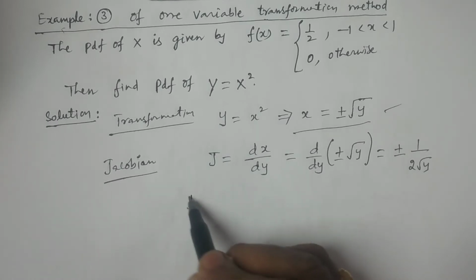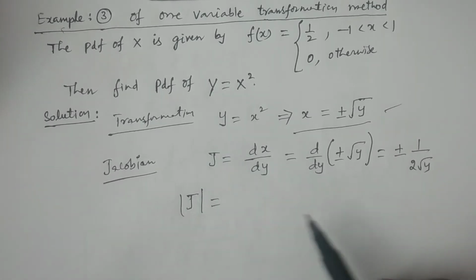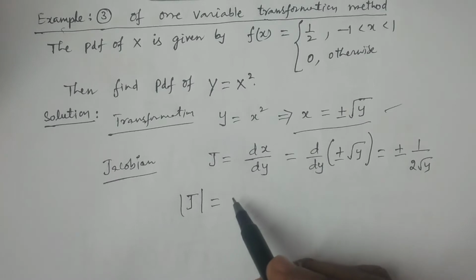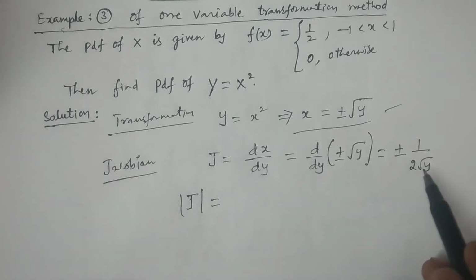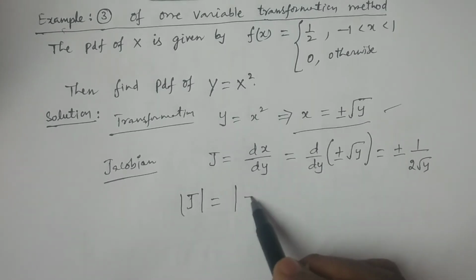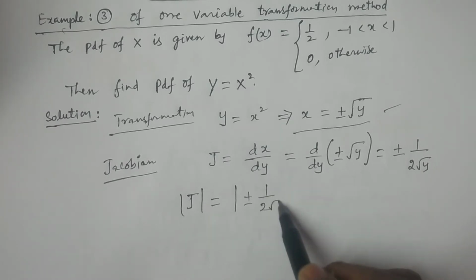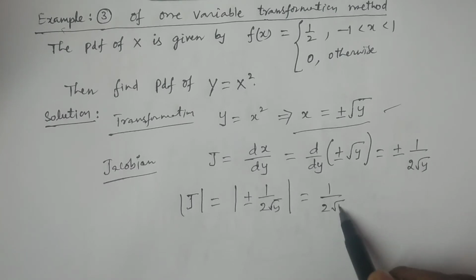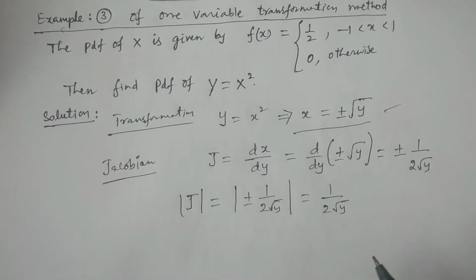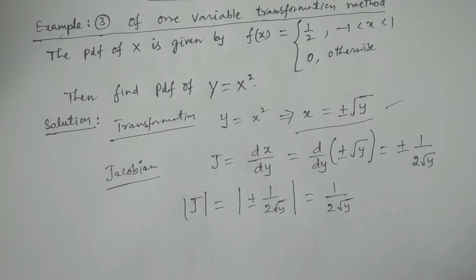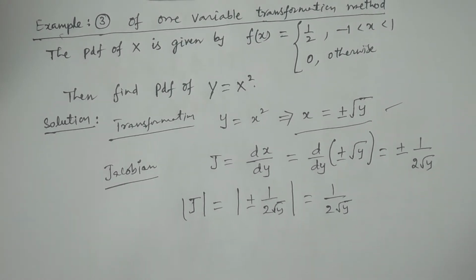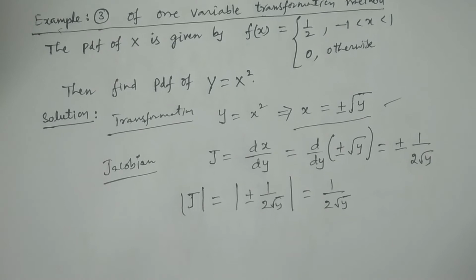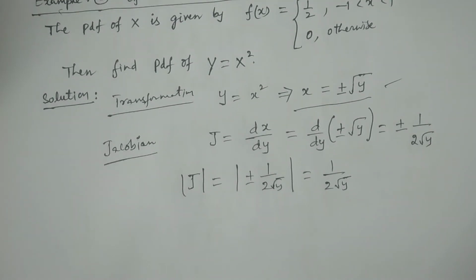Now what you have to calculate is the modulus of the Jacobian. If you take the modulus of plus or minus 1 by 2 root y, it can be written as 1 by 2 root y. Since we are considering the modulus, it is not difficult to understand. So the Jacobian was obtained.